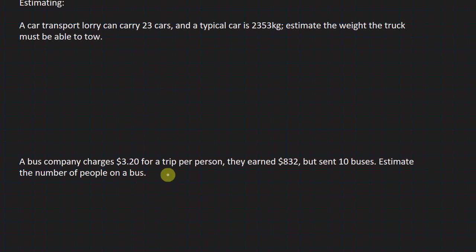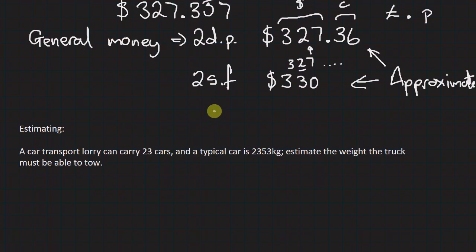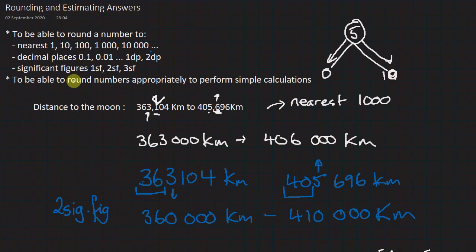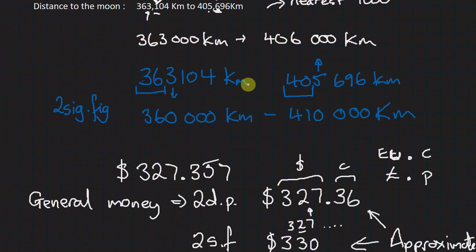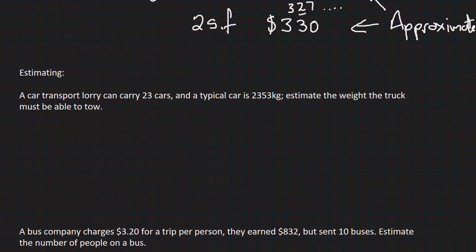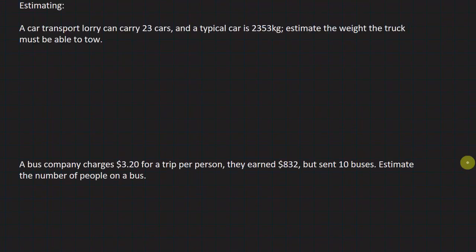One down below: a bus company charges me $3.20 for a trip per person. They know they've earned $832 on a day when they sent 10 buses on the trip. They want to know roughly how many people were there. But these are rough, approximate calculations. So we're now covering being able to round numbers properly to perform simple calculations. It's not about getting the right answer, but being able to say how big that answer is.